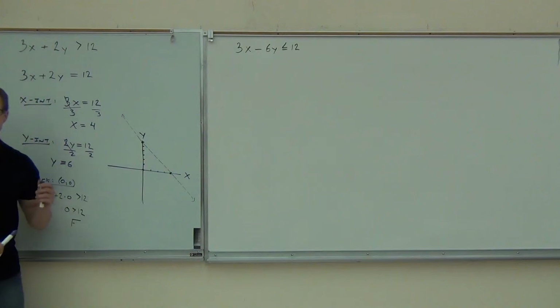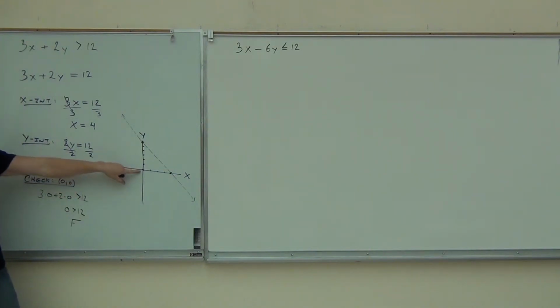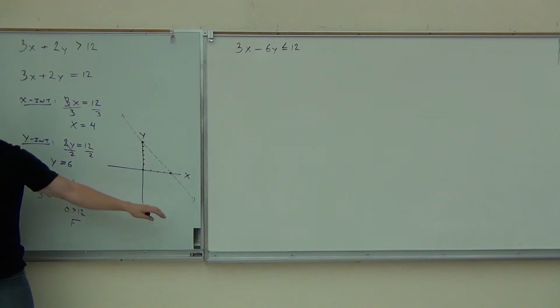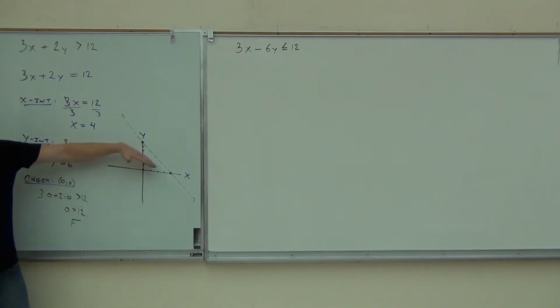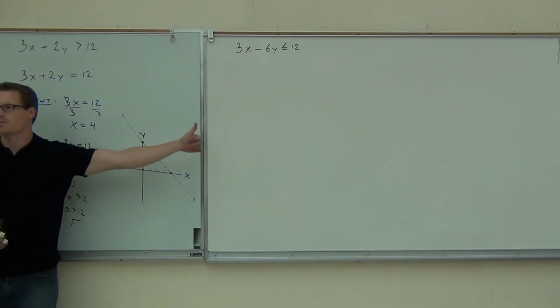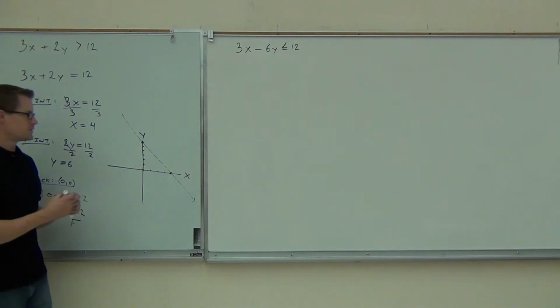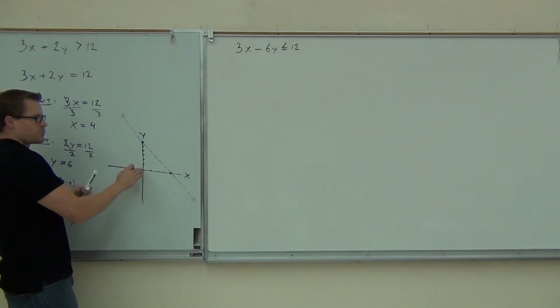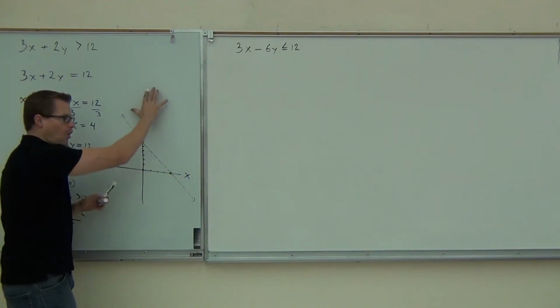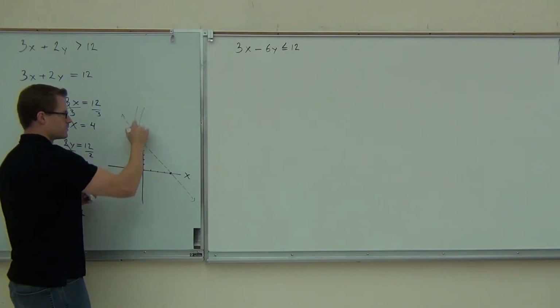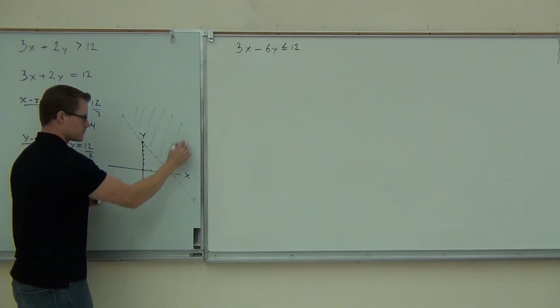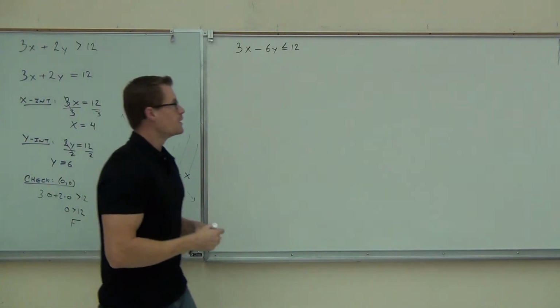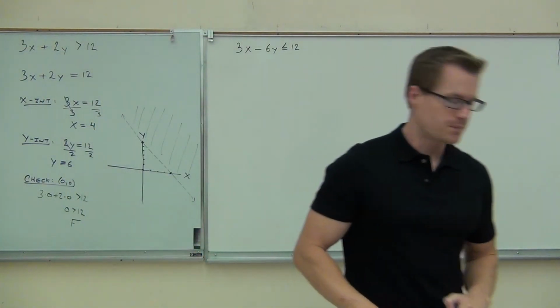Well, here's what that said. If we checked 0, 0 and it was false, did that point work in our inequality? Are any of these points going to work in our inequality? No. Okay, so are we going to shade, let's call this the bottom half, or are we going to shade the top half? If this point doesn't work, none of these work, all of these work. We shade that. Go ahead and give that a try with that example.